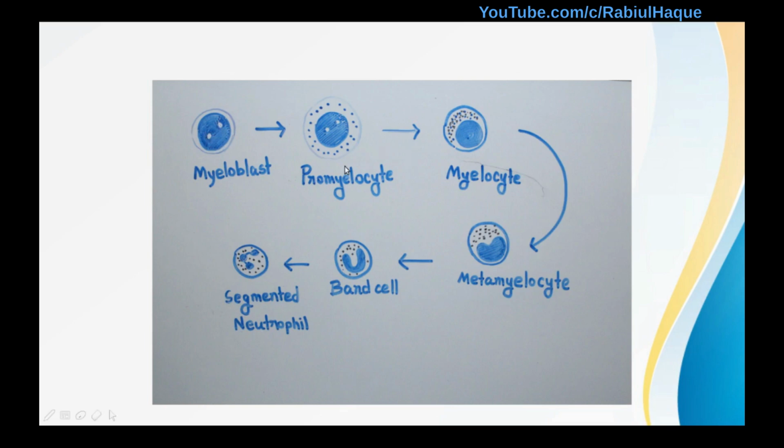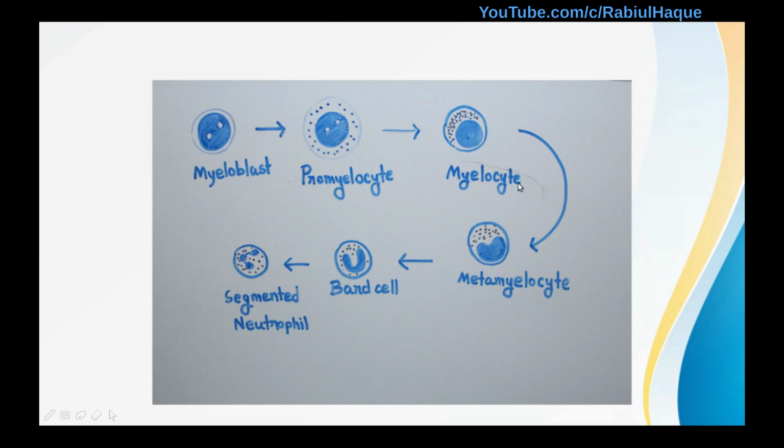Moving on to promyelocyte, we can see that it is larger than the myeloblast. So that's a very important thing to know, that it is larger than myeloblast. Also note that in the promyelocyte we can see primary granules, which are also called azurophilic granules, and the nucleus also contains 2 to 5 nucleoli.